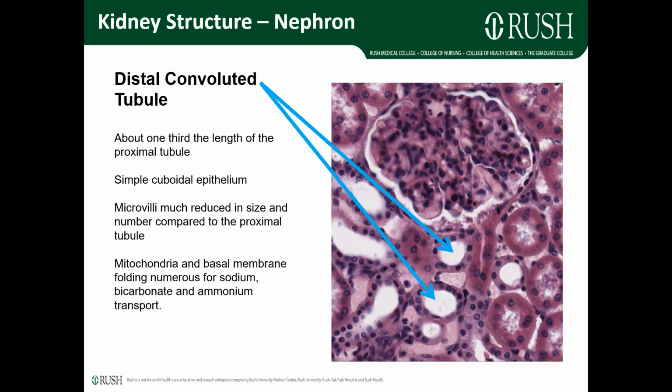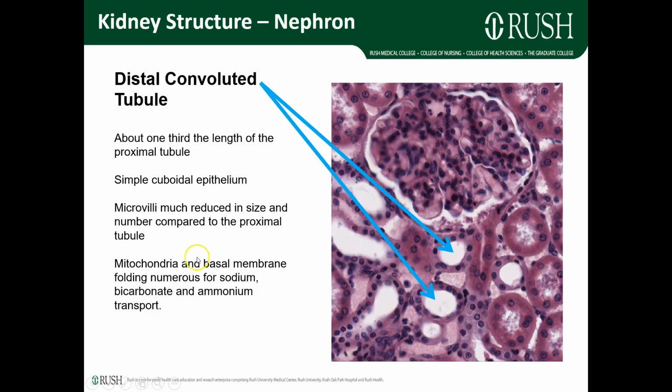So once the urine has gone past the loop of Henle, it arrives at the distal convoluted tubule, which is a shorter version of the proximal convoluted tubule, about 1/3 of the length. It has simple cuboidal epithelium, just like the proximal part of it, but the microvilli here are much reduced in size and number compared to the proximal part.